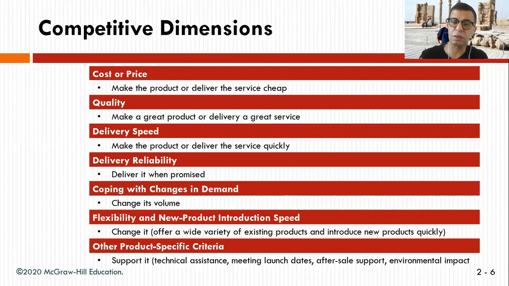Now, all these things you need to balance between them. You need to find out where is the edge. You cannot have all these things together at the same time. Delivery speed: make the product or deliver the service as quickly as possible. Delivery reliability: when you're doing a delivery, you deliver on time. If you promise within 48 hours, it should be delivered within 48 hours, or within 5 working days or something like that. So you have to deliver it when promised.